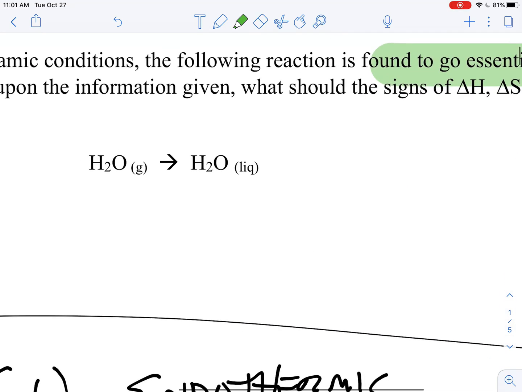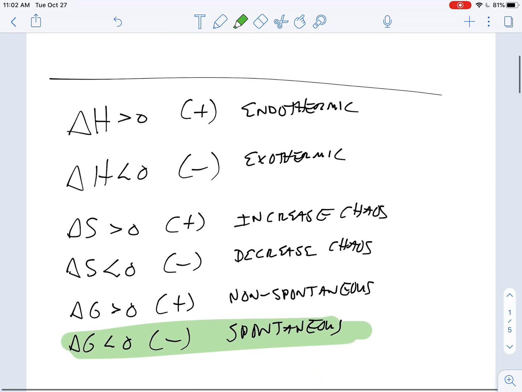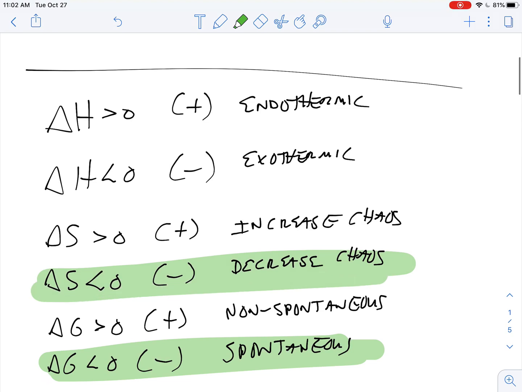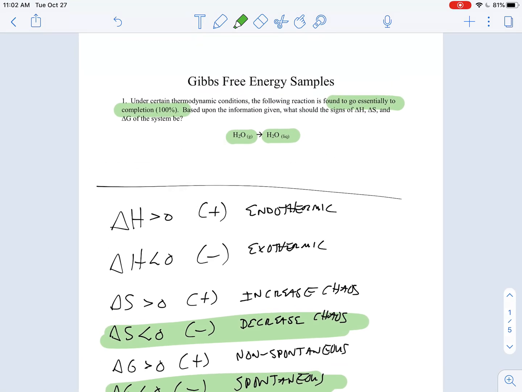Now, what about this? Well, in this one, we are going from the gas to a liquid. Well, anytime that you go from a gas to a liquid, especially if you're talking about the same stuff, you are becoming more orderly, or you are losing chaos. So if you are losing chaos, then your delta S is going to be less than 0 there.